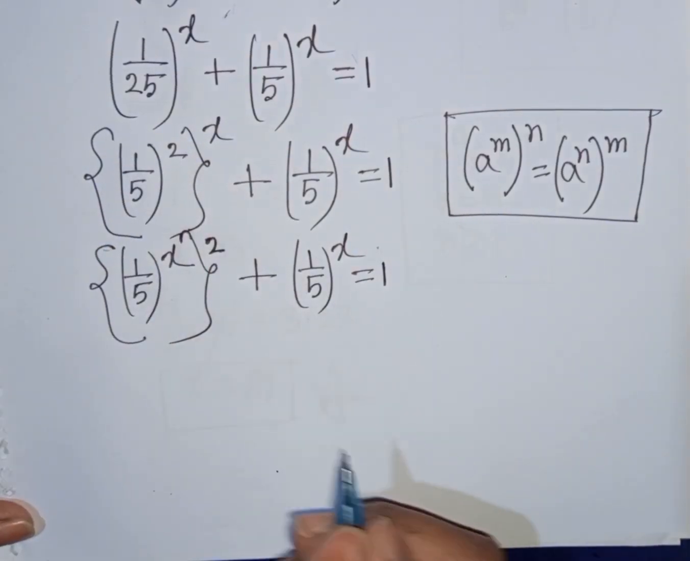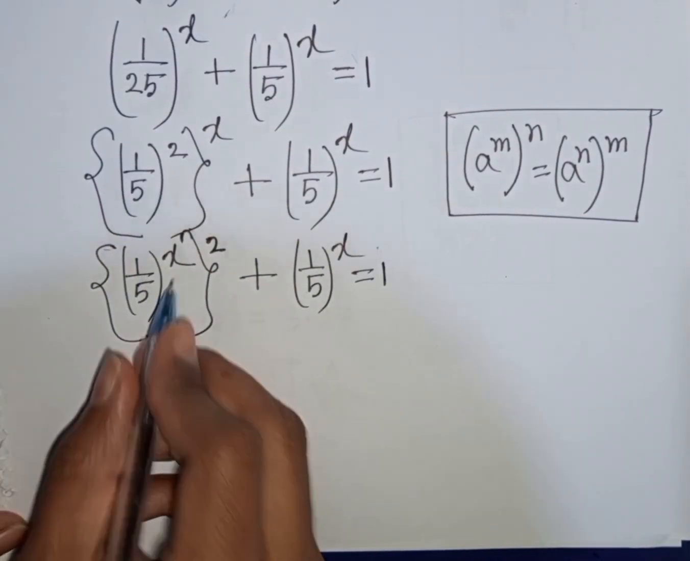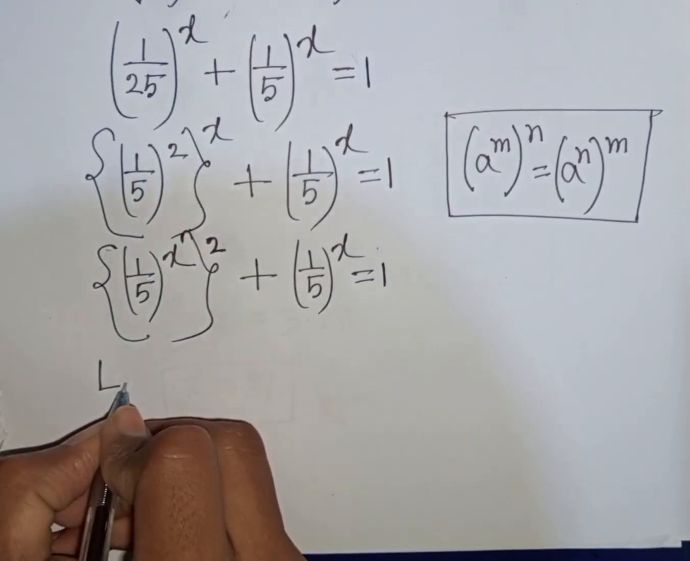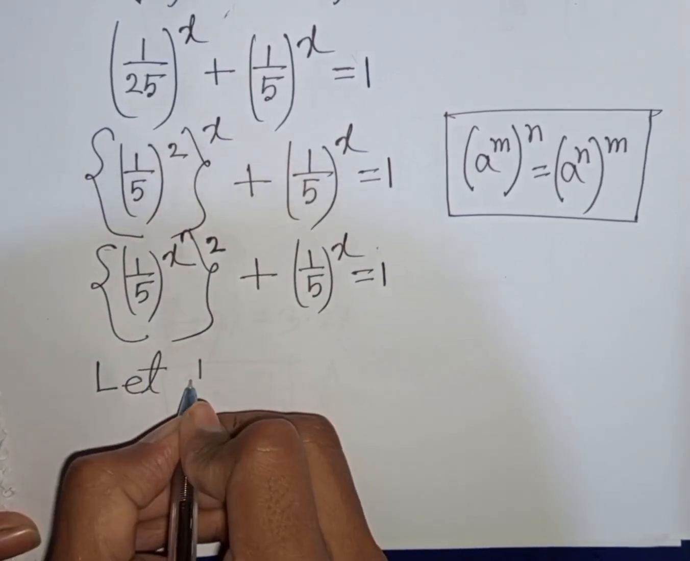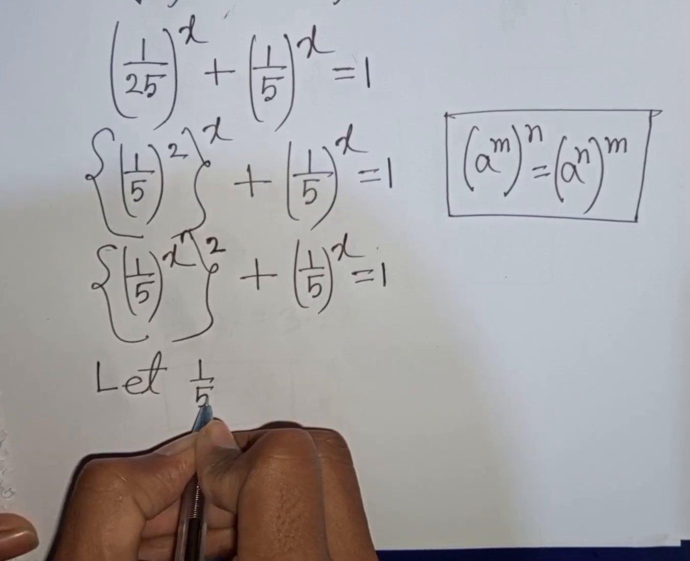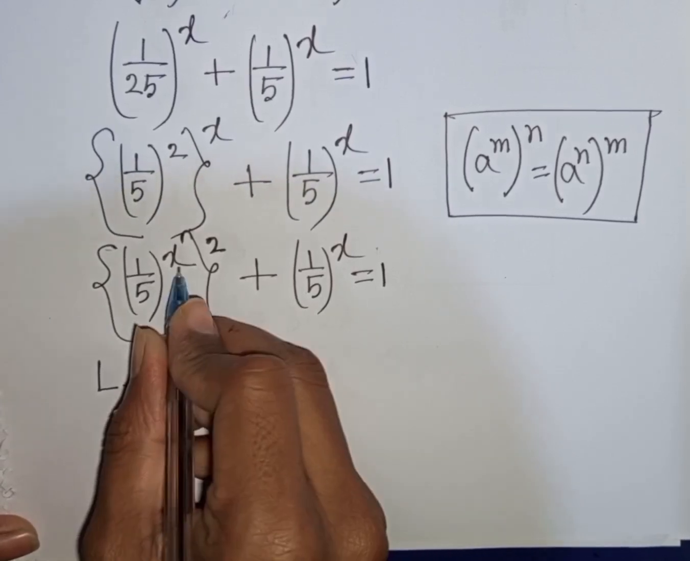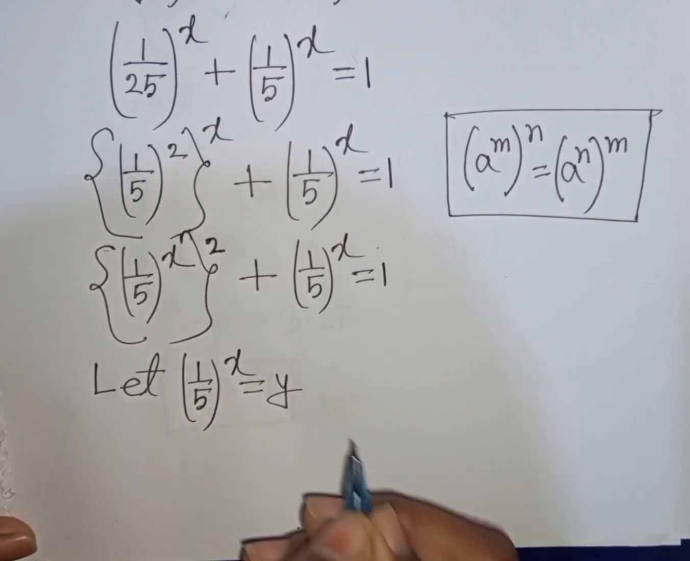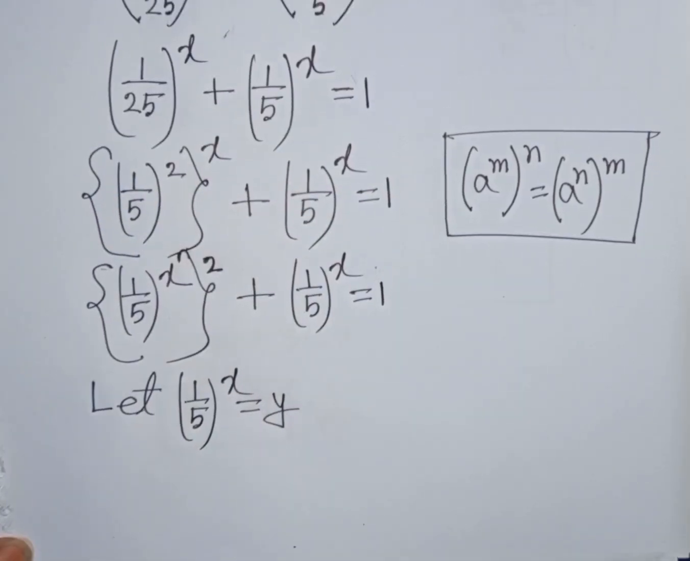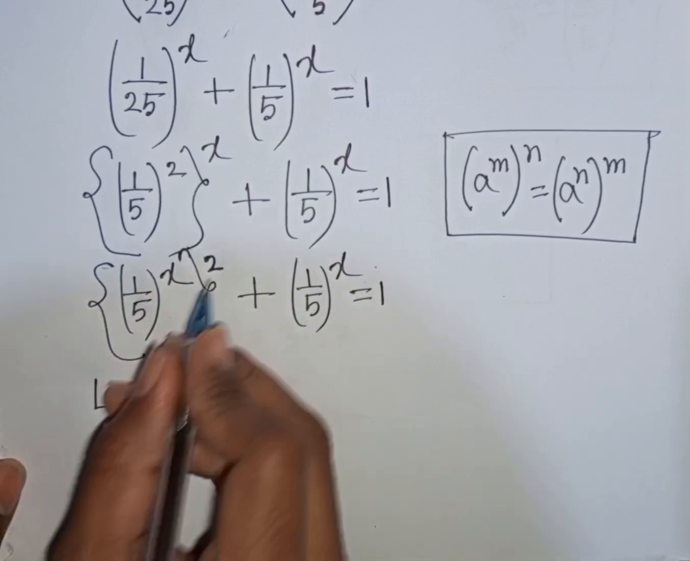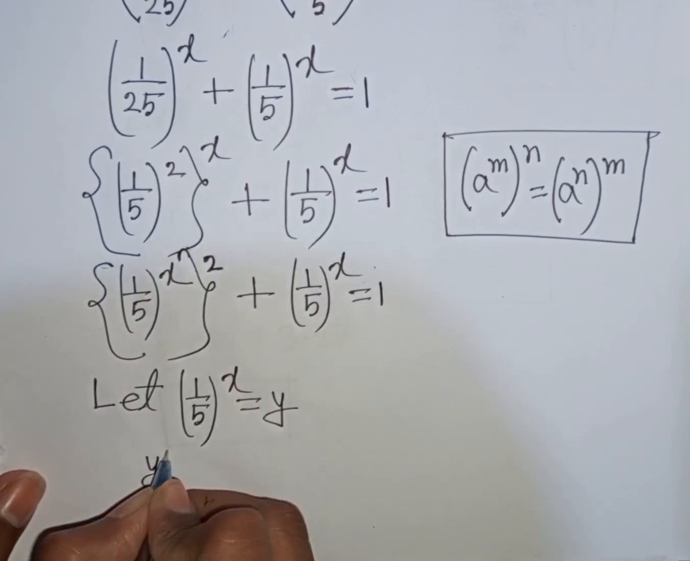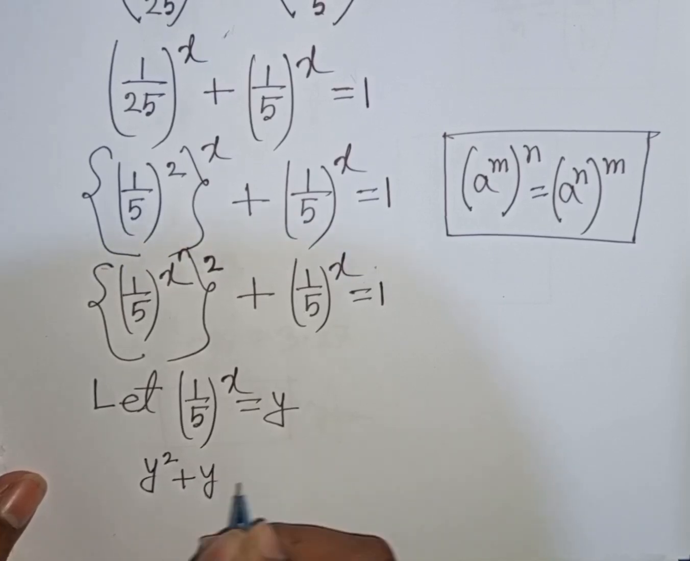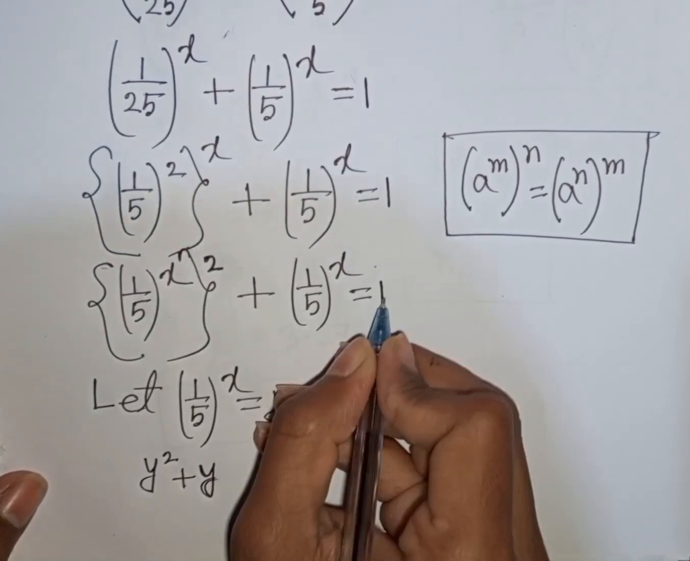Now we see (1 by 5) bracket power x and (1 by 5) bracket power x, both terms are the same. So let (1 by 5) bracket power x be substituted by y. So our equation will be y squared plus y is equal to 1.